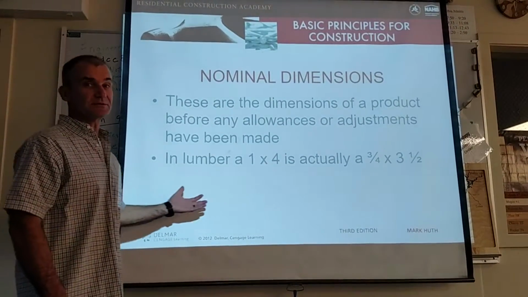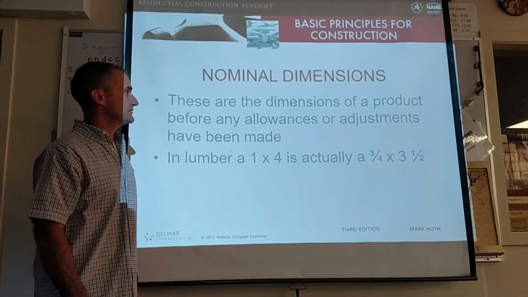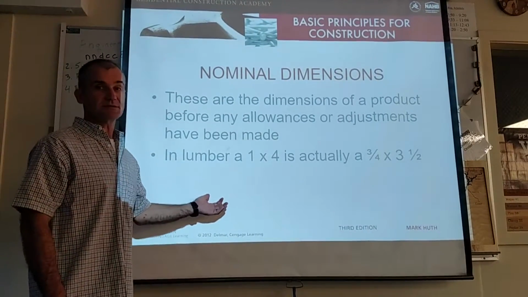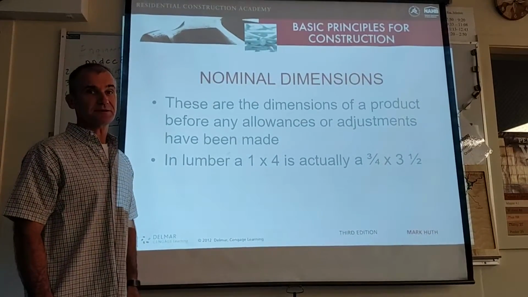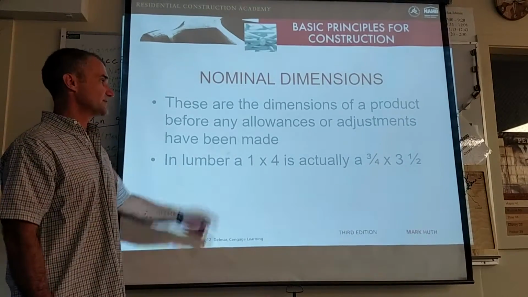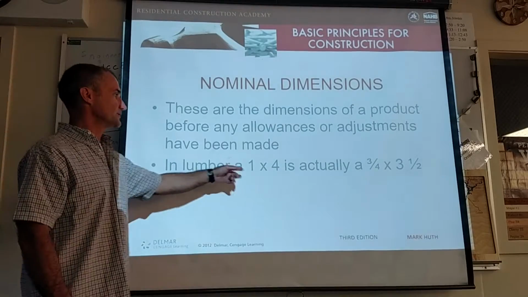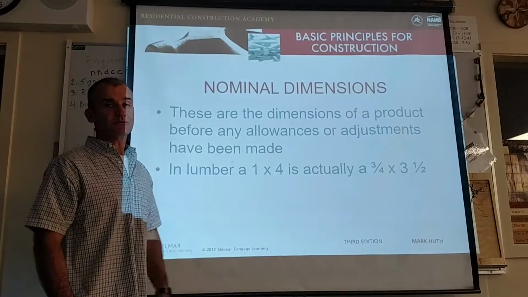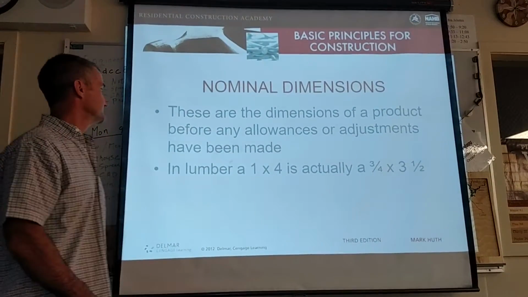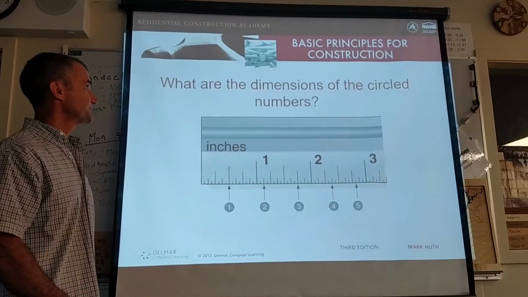Nominal dimensions: all lumber in the U.S. gives you nominal dimensions. So a 2x4 is actually 1.5 by 3.5. A 1x4 is 3/4 by 3.5. So that's nominal dimensions.